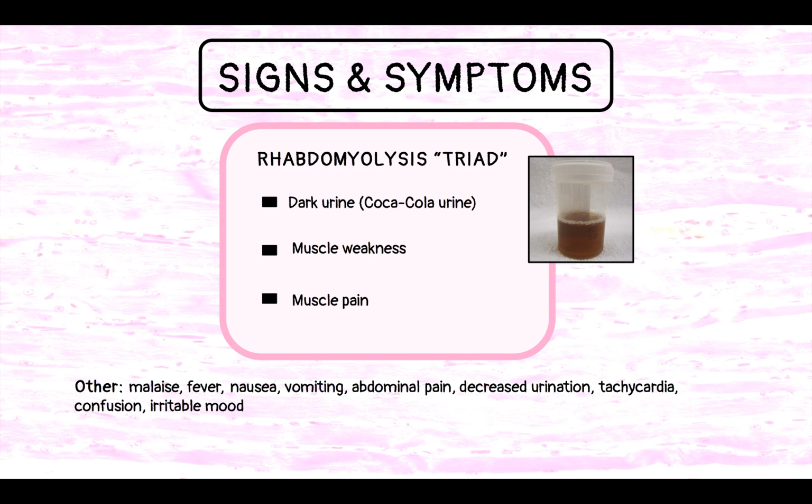Patients are said to have rhabdomyolysis if they have the triad of symptoms, which are dark urine, often referred to as Coca-Cola urine due to its dark, brown, reddish color, muscle weakness, and muscle pain. Interestingly, less than 10% of cases possess all three of these symptoms. Other common symptoms include general malaise, fever, nausea, vomiting, abdominal pain, decrease in urination, tachycardia, confusion, and an irritable mood.